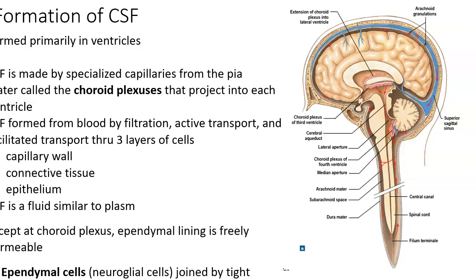Except at the choroid plexus, the ependymal lining is freely permeable. So we're going to talk about why at the choroid plexus, at the location where these small capillaries are, they're not freely permeable. And the ependymal cells, remember we talked about those as a neuroglial cell, line the inner lining of the ventricles, and they're snugly spaced, and they're joined by these tight junctions over the choroid plexus.